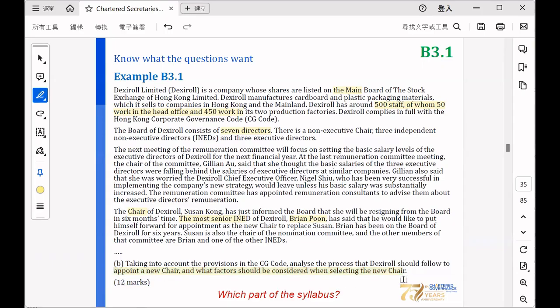So we have one in here, who is the most senior INED. Is he a good candidate? How would you structure your answers in this case?